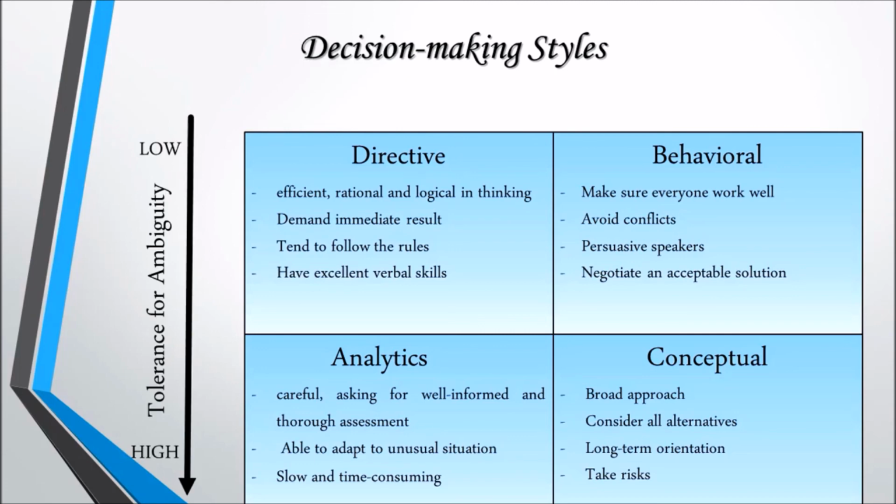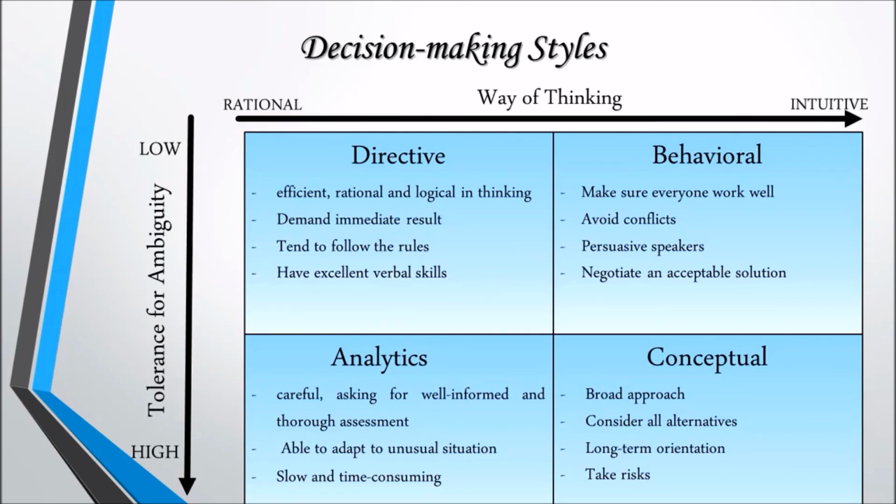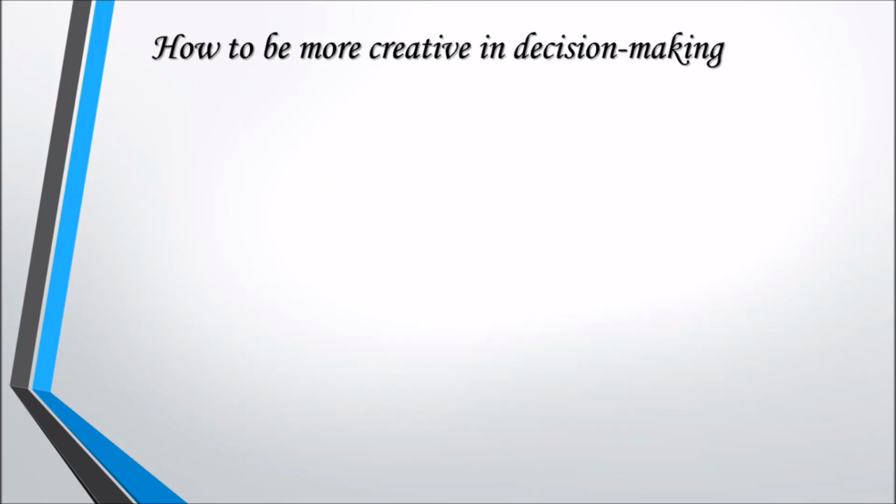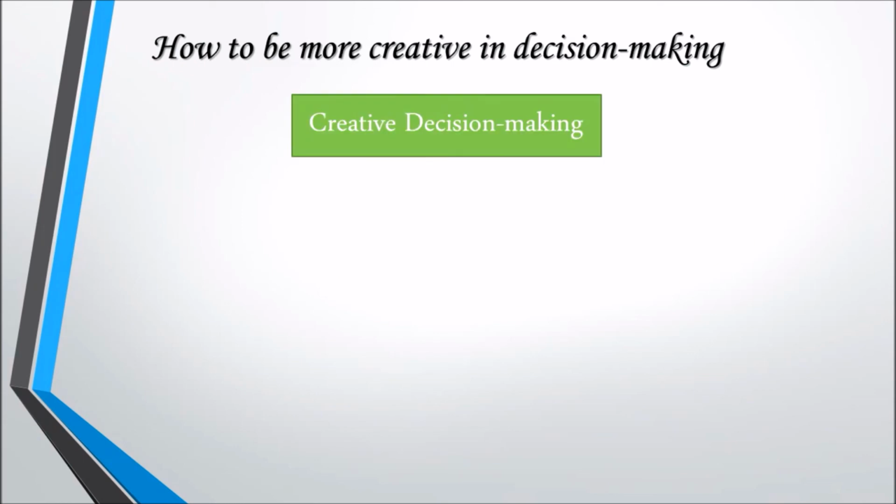And from directive to analytic, they show low to high tolerance for ambiguity. And from directive to behavioral, they show a rational to instinctive way of thinking. So how to be more creative and effective in decision making? There are 3 main ways to produce effective decision making.